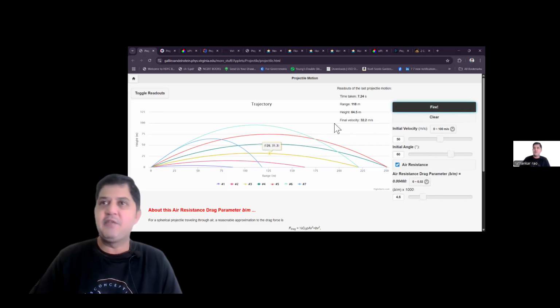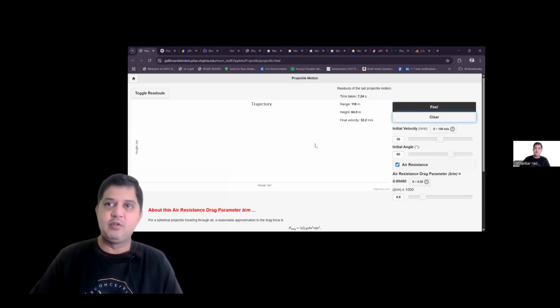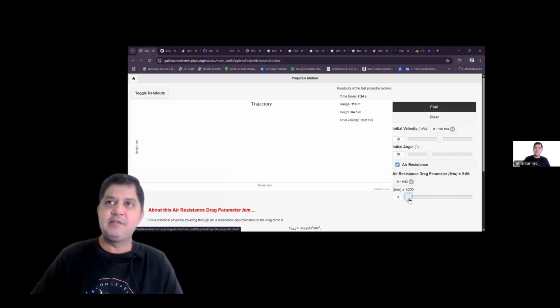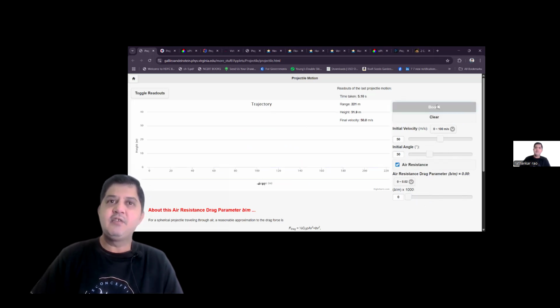Maybe it is not clear. What I will do is, this was an MCQ problem. I'll show you what we can do. I'll just clear this whole thing. First, I will set the initial angle to around 30 degrees, and make this one 0. That means no air resistance. Now you get a symmetric curve as shown.